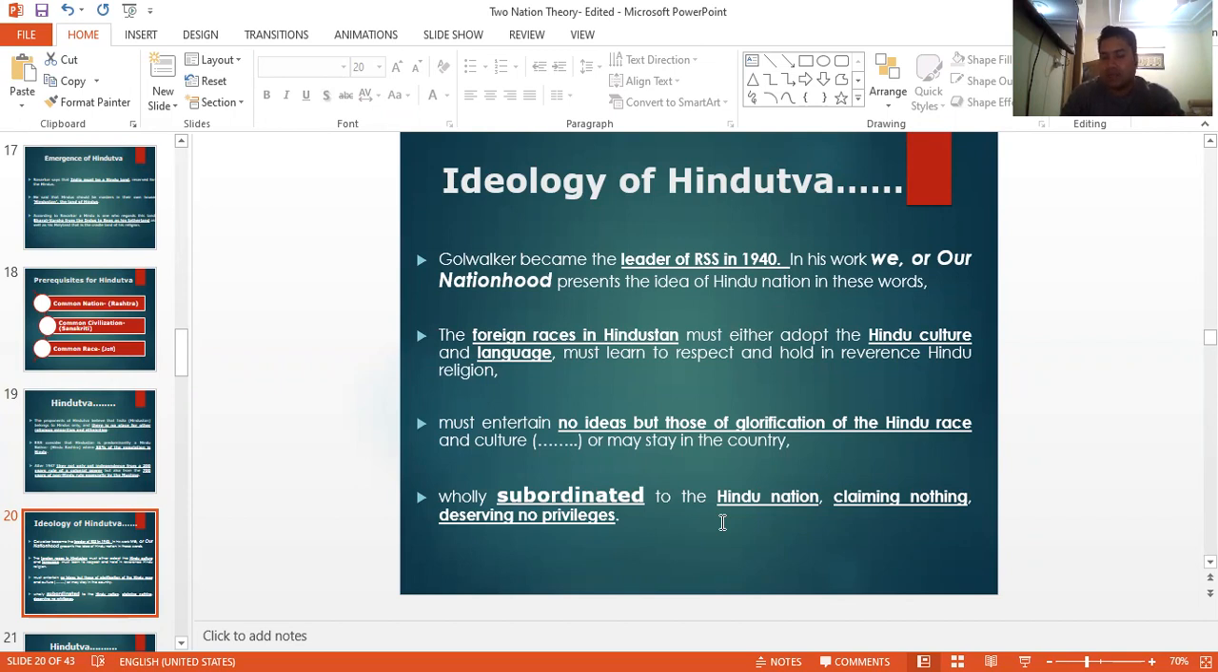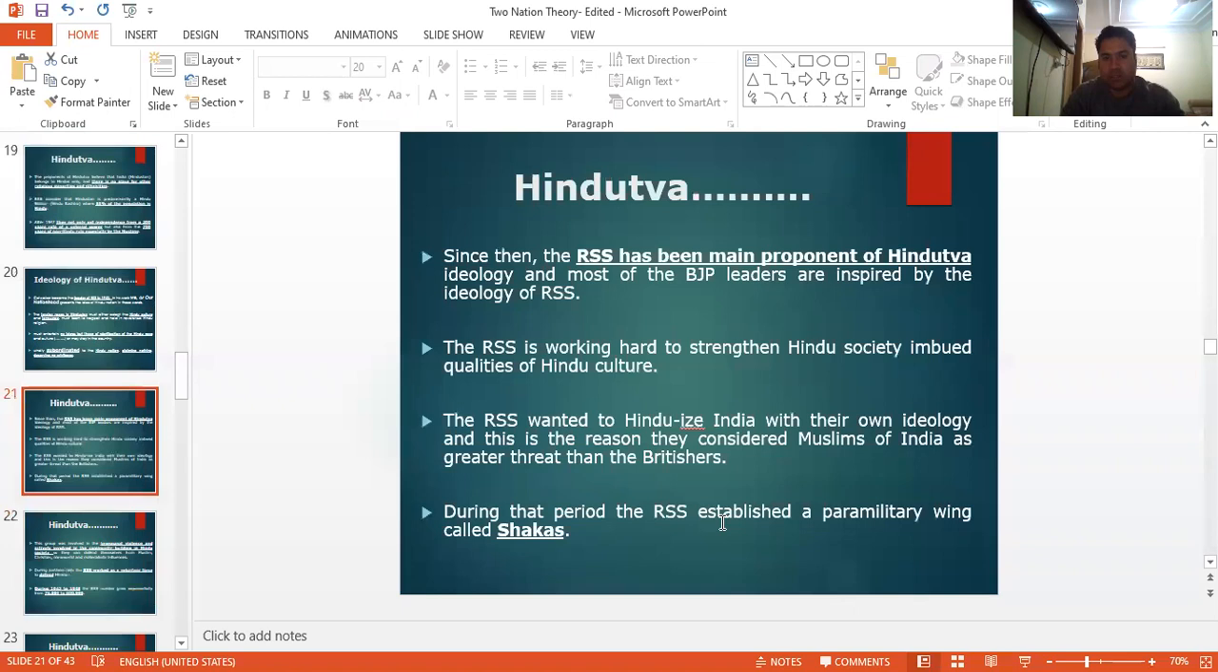Now understand this, keeping in view this ideology, how could the Muslims of the subcontinent live with the Hindus in the subcontinent? It was not possible. Since then, the RSS has been the main proponent of Hindutva ideology, and most of the BJP leaders who are now controlling the politics in India have always been part of the RSS.